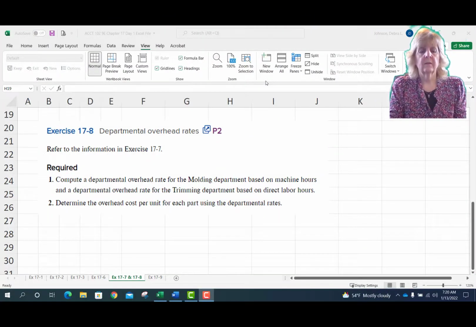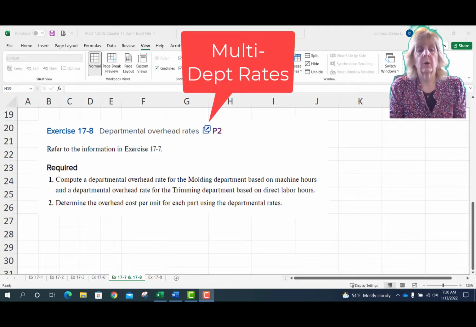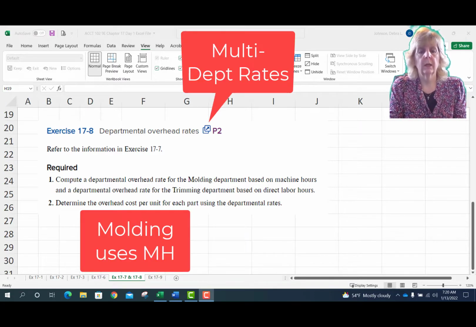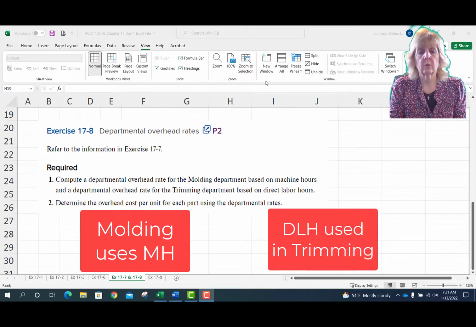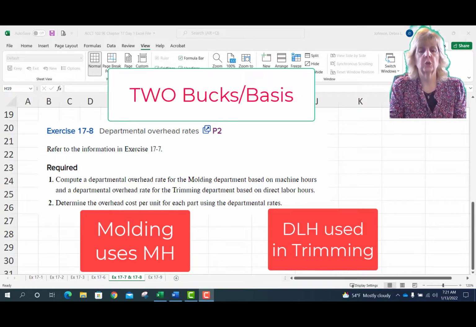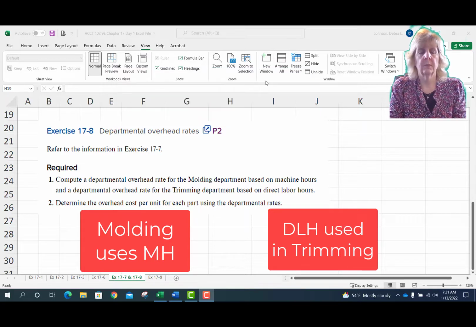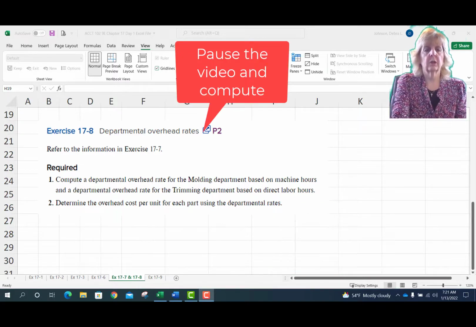Using the same set of data, we're asked to compute a departmental overhead rate for molding based on machine hours and for the trimming department based on direct labor hours. So requirement number 1 is going to ask us to do two bucks over basis calculations, each one with a different basis. Once we compute the overhead rates for each department, number 2 will ask us to push the cost down to the unit basis. Pause the video and let's see what our solution looks like.